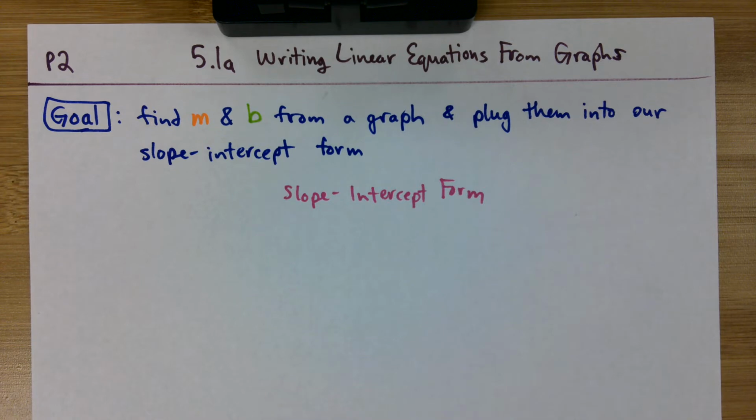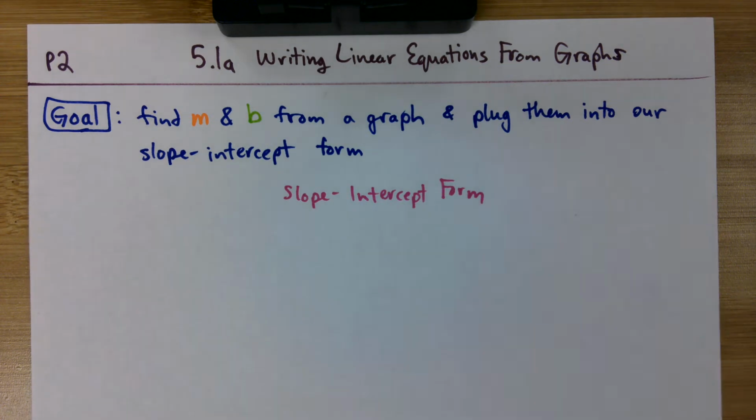But our goal for today is we're going to find M and B from a graph, specifically from a graph. And we're going to plug them into our slope-intercept form. Now we've got this new concept here called slope-intercept form. Has anyone heard of that phrase before? I don't believe so, no. Slope-intercept form, very simple. Very simple.